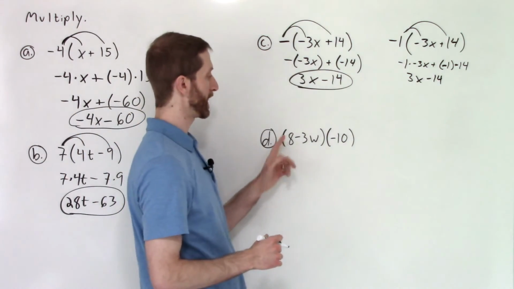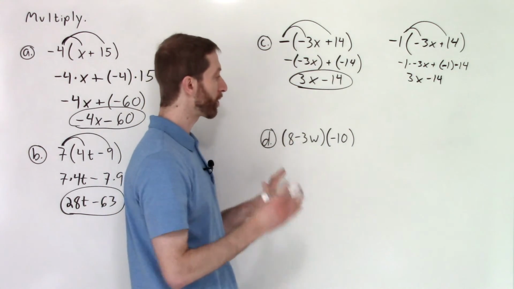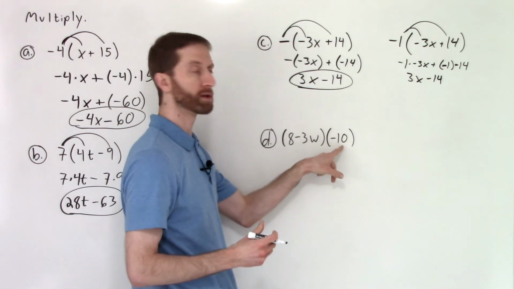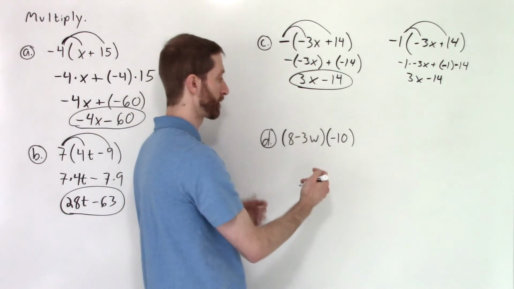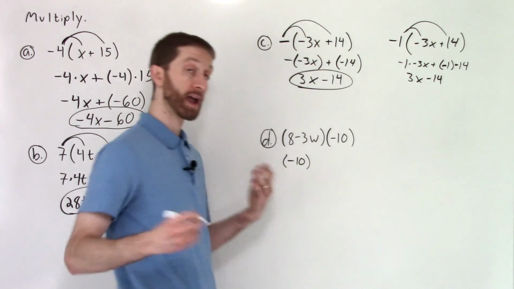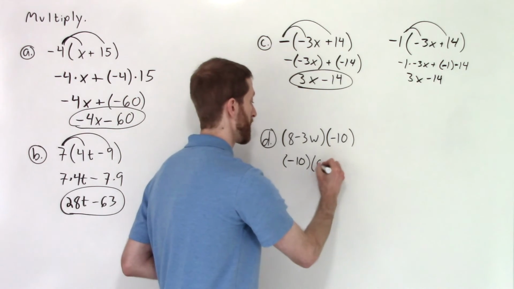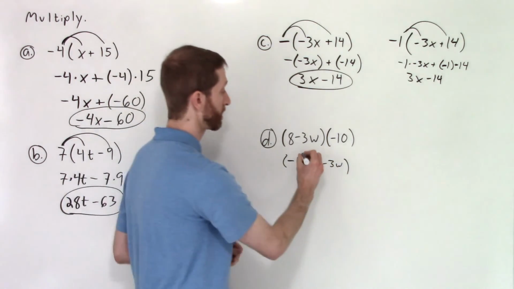All right, last but not least, this is one funky expression here. Don't worry about the fact that the number that we're distributing is on the right. Some people will just distribute straight away from here, which is fine. Others will rewrite everything using the commutative property. -10 times 8 minus 3w. Not so bad. And then we're going to distribute the -10 to each.